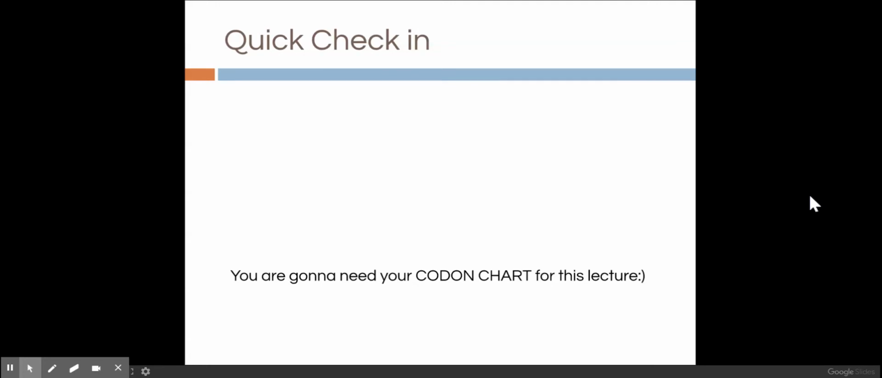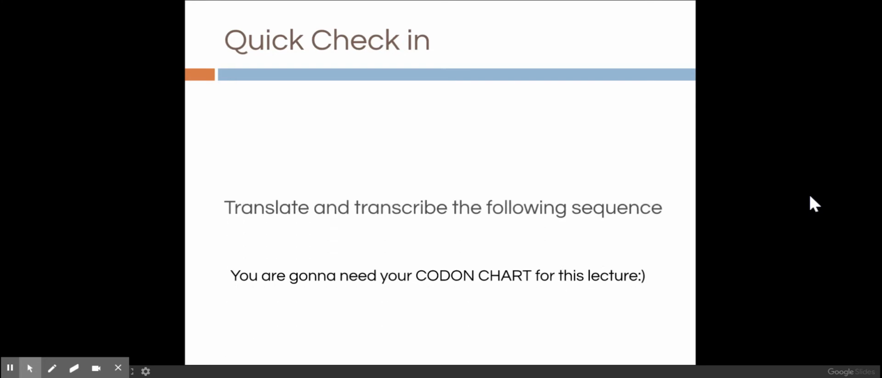Hey, so today we're going to talk about mutations. Before we do that, we're going to do a quick review of transcription and translation. You're going to need a piece of paper, something to write with, and a codon chart for this lecture. So if you don't have those out already, I'd like you to put me on pause and go grab them.